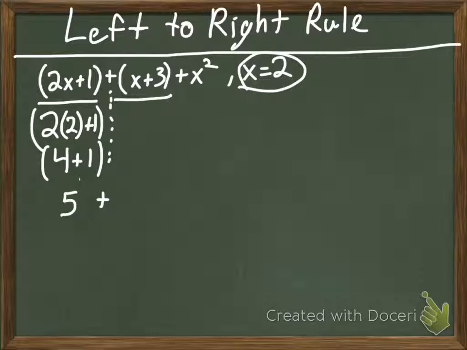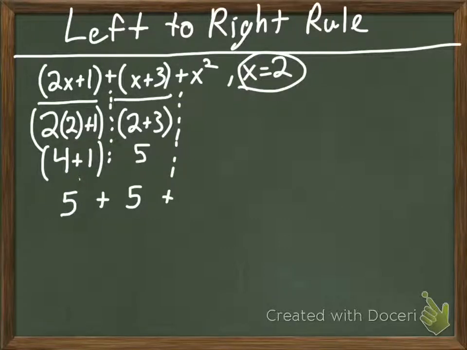Next we have x plus 3. So we're going to substitute in 2. There's no exponents in here. There's no multiplication. It's just addition. So we get 5. So let's bring that down here. It's a funky looking 5. Then our plus sign here is going to drop down.